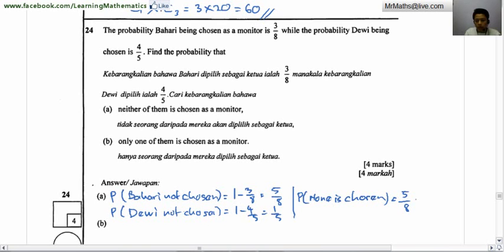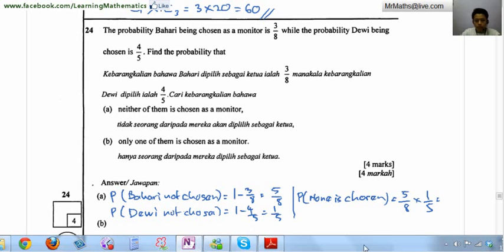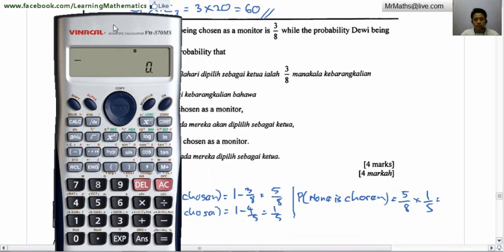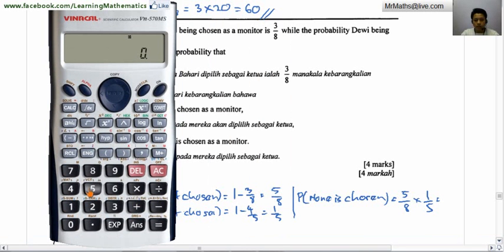5/8 times 1/5, which is, using the calculator, 5/8 times 1/5, which is 1/8. So that's the answer.